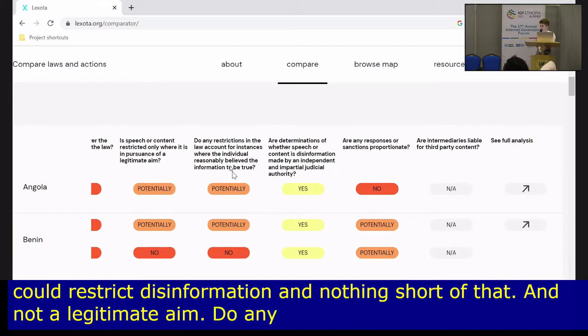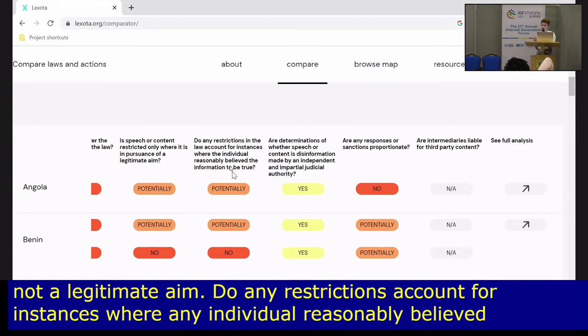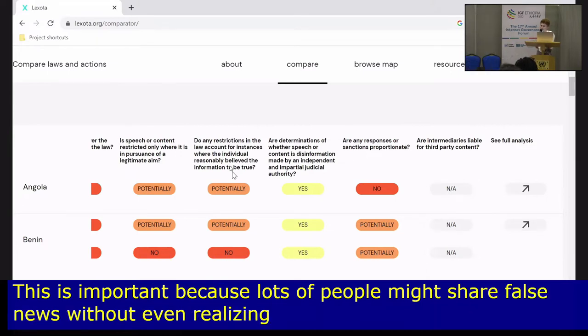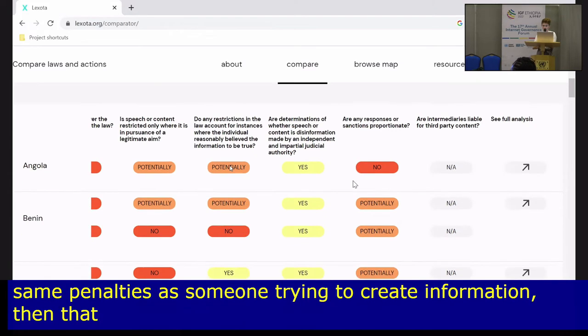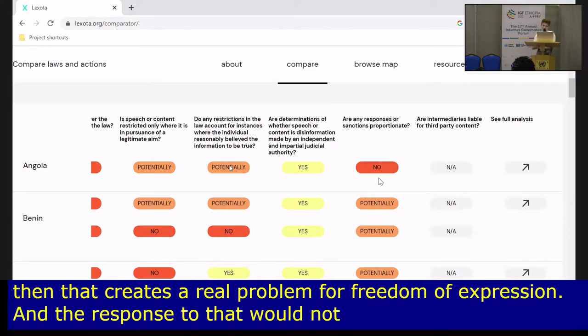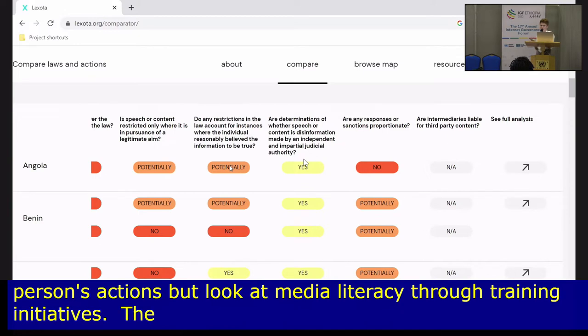The third question: do any restrictions in the law account for instances where the individual reasonably believed the information to be true? This is really important because lots of people might share false news or misleading information without even realizing it. And if they're subject to the same penalties as someone deliberately and maliciously trying to create information disorder, that creates a real problem for freedom of expression. The response to that would not be to criminalize that person's actions, but to look at media literacy training initiatives.